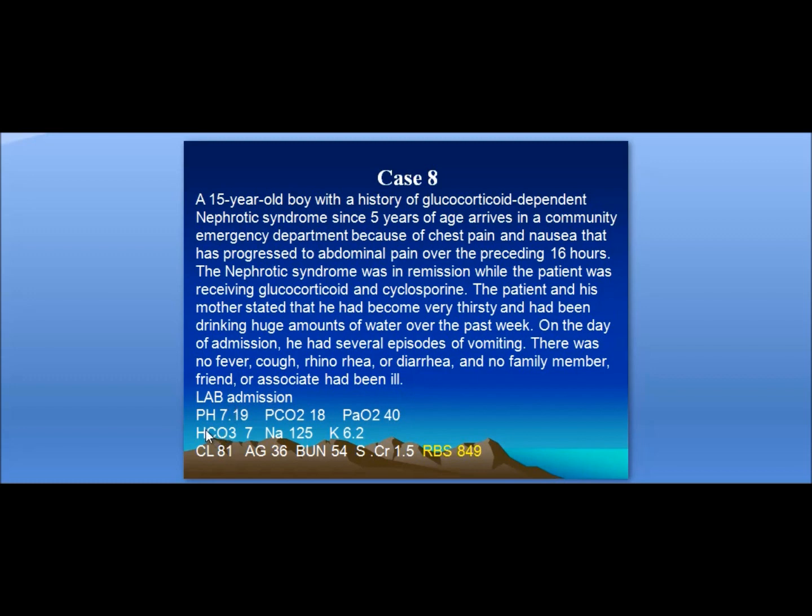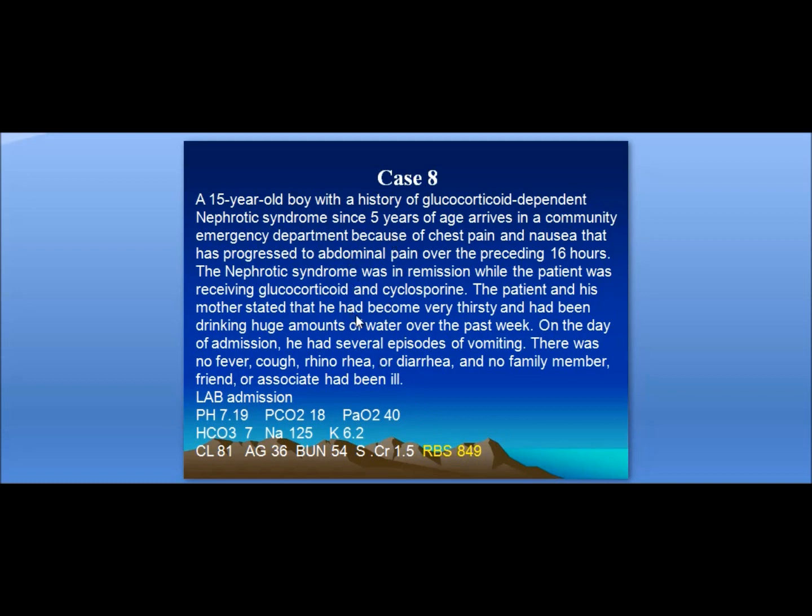The lab investigation is pH 7.19, pressure of carbon dioxide 18, pressure of oxygen 40, bicarbonate 7, sodium 125, potassium 6.2, chloride 81, anion gap 36, blood urea nitrogen 54, serum creatinine 1.5, random blood sugar is 849. From this history, 2 points should be considered.